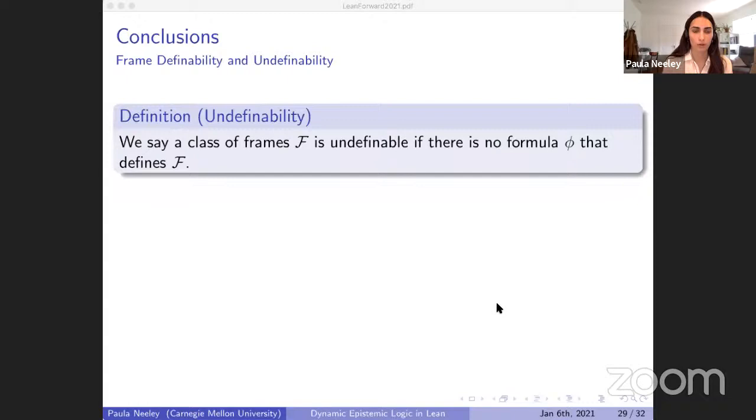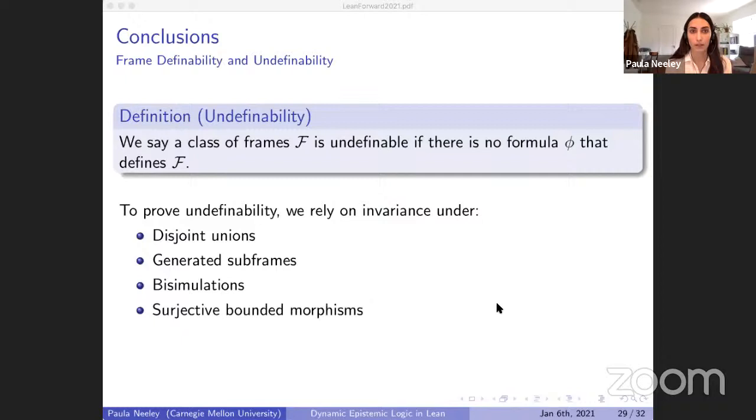So one question is, is every graph property definable by a modal formula? Well, the answer is no. One way to see this is there are countably many formulas in the modal language, but there are an uncountable number of relational properties for graphs. So we can say that a class of frames is undefinable if there does not exist a modal formula that defines it. The way to prove undefinability is we rely on invariance under disjoint unions, generated subframes, bisimulations, or surjective bounded morphisms. These results are included in my Lean formalization, and that's kind of the other half of what I worked on here.